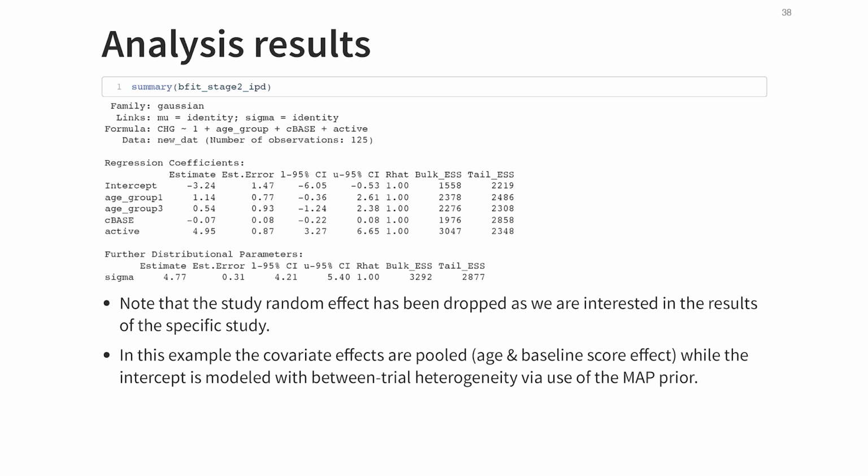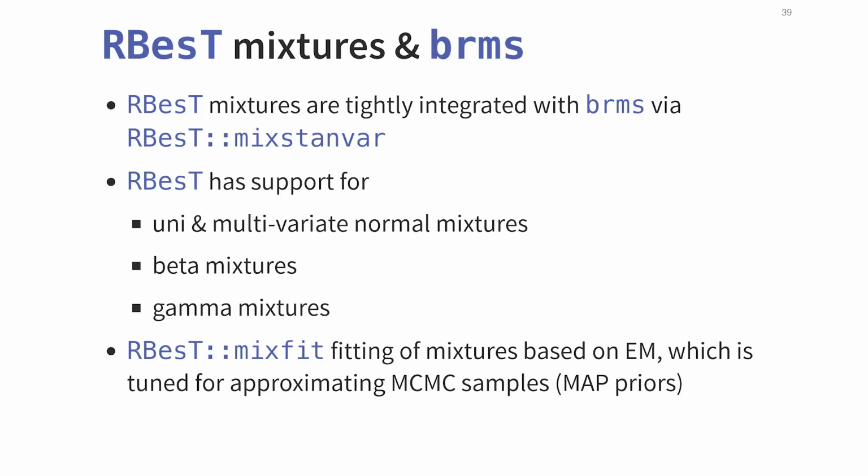So this functionality, I guess, is actually also useful in other settings, as I read quite often on the Stan forums, how can I freeze my posterior, so to say, and this is actually a way to do it. So RBest mixtures and BRMS are by now tightly integrated with one another. The function to use is mix stanvar in RBest.